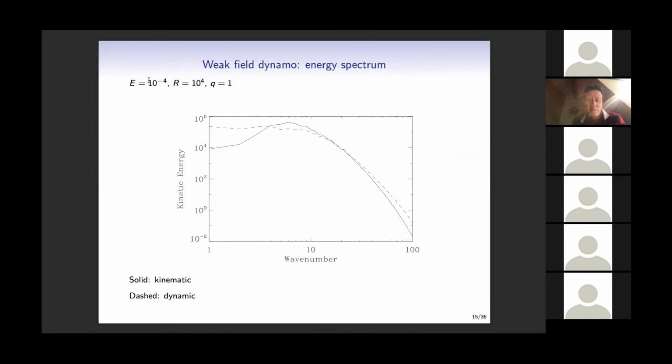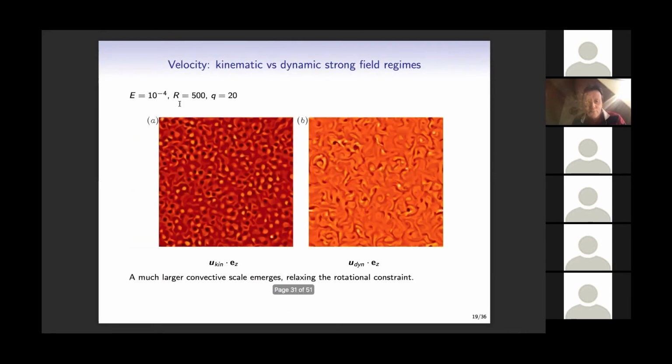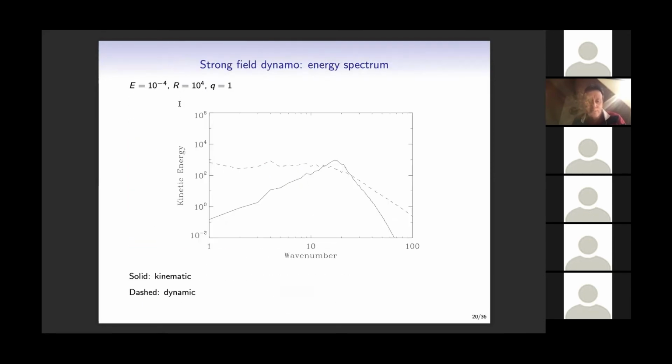No one else has. This is the one with R equals 10 to the 4, yeah? Okay. And this should have said R equals 500. Okay, I understand. Thank you, Frank. You're more awake than I am. Yes, this is the R equals 500 one. I must change that.